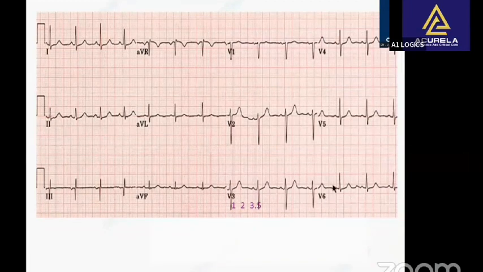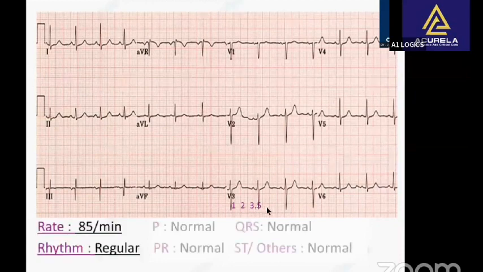The RR interval is constant and each P wave is being followed by the QRS complex. So the rhythm is regular. And what about the rate? There are 3.5 large boxes. So it's going to be 300 divided by 3.5. The rate is 85 per minute and the rhythm is regular. So this is a normal ECG.